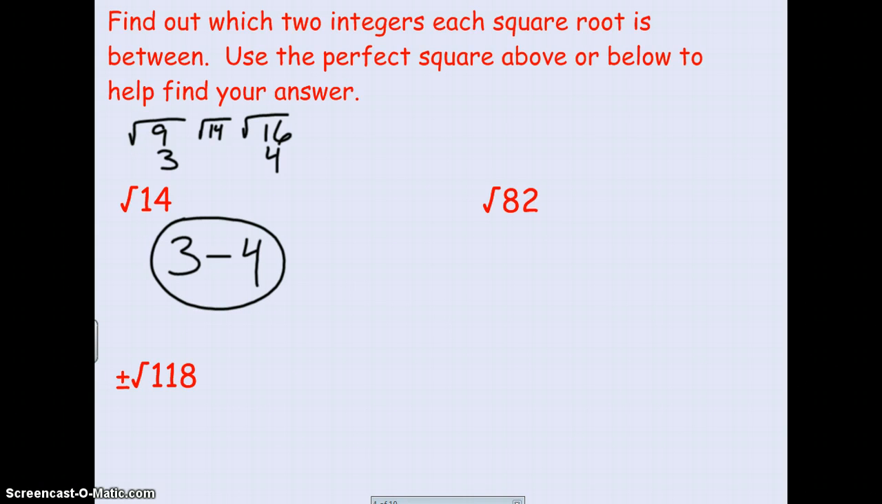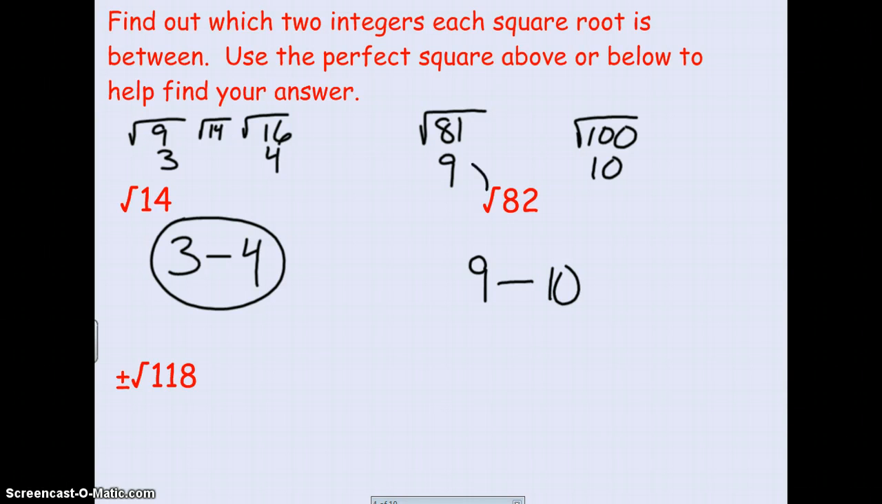Taking a look at the square root of 82, hopefully we know that the square root of 81 is 9. And then as I go up, the next perfect square that we run into happens to be 100, which is 10. So I know the square root of 82 is between 9 and 10, and it would be really close to 9. If I were to estimate a decimal, I'd probably go 9.0 something.